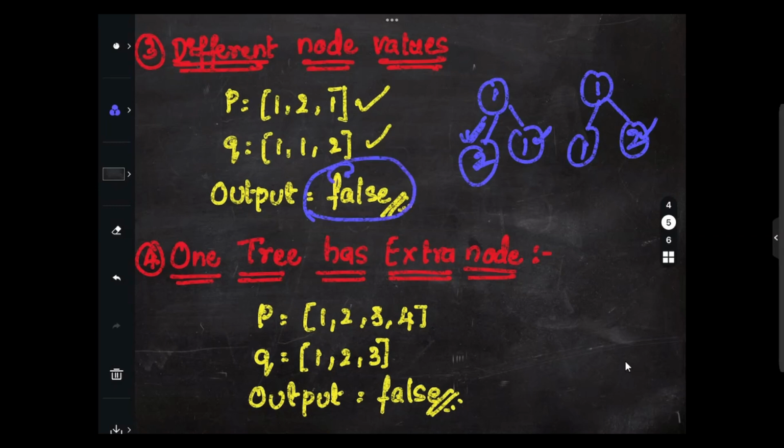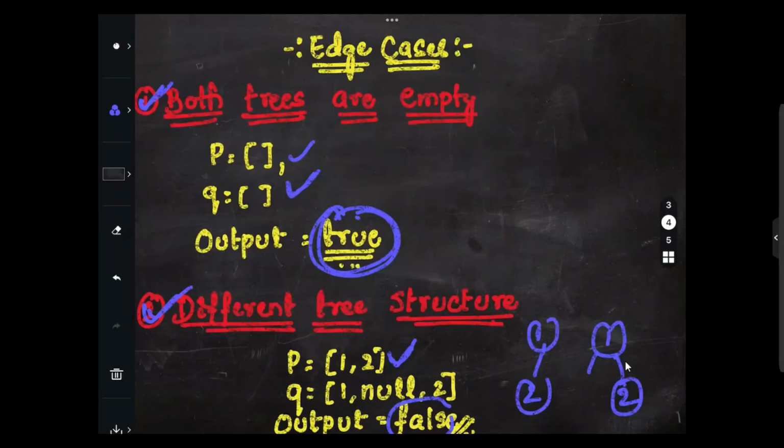So yeah, let's come to the final edge case here. One tree has an extra node here, so we have 1 2 3 4 here. So this P is having the extra node, meaning an extra value, which Q doesn't have. By looking at it itself, we can say that the output will be false in this case, right? So these are the 4 edge cases that we need to consider. The first edge case is for both trees are empty.